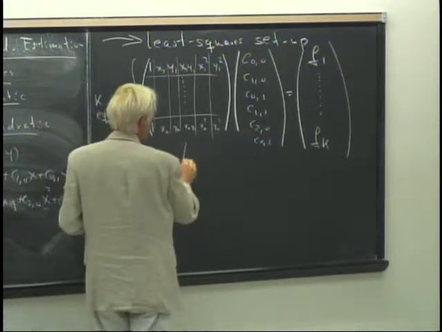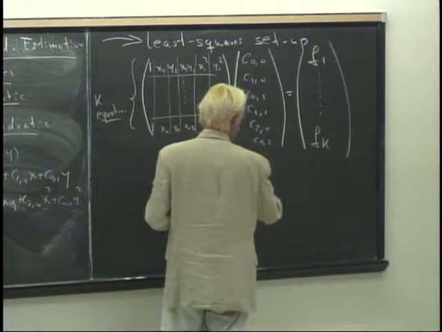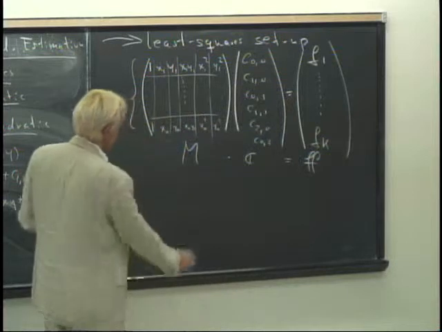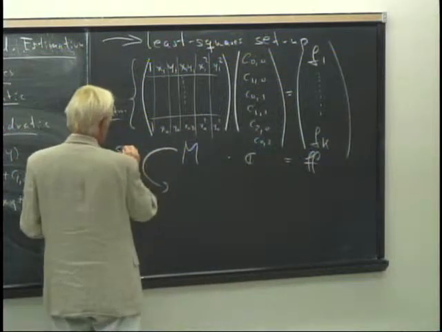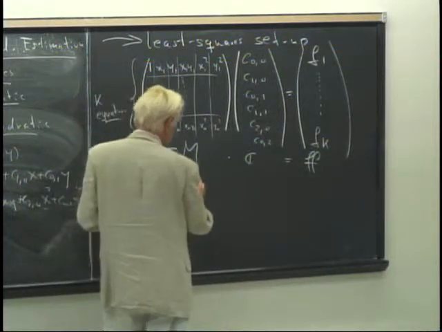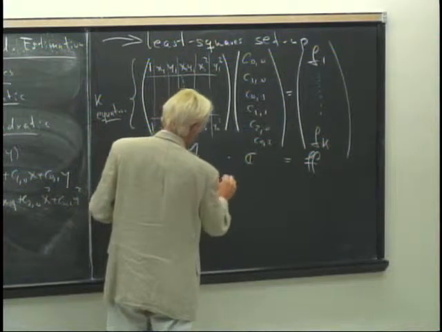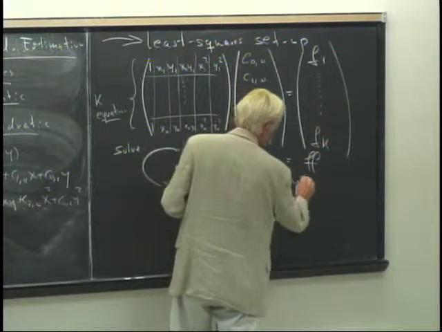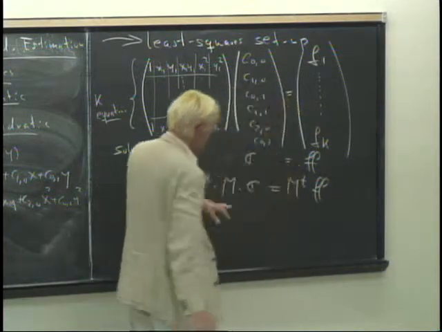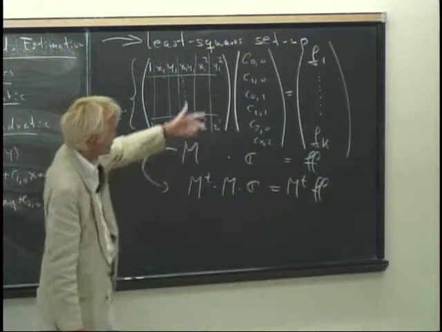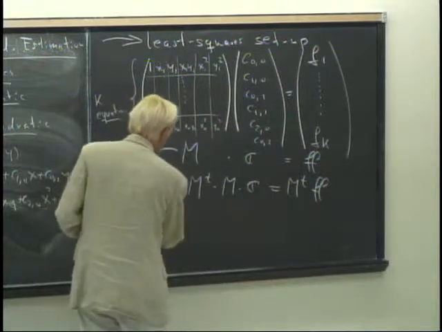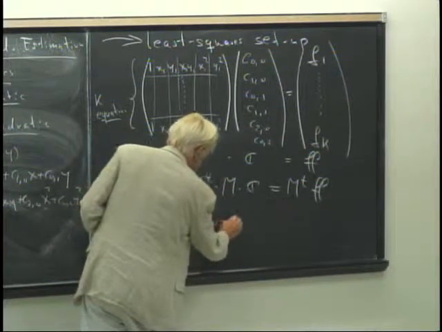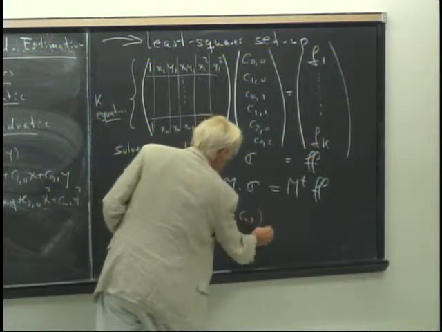Again, this is some kind of matrix times some kind of coefficient vector equals some kind of function values, and you use the same trick. You solve the normal equations by using M transpose times M times c equals M transpose times f. Then you have a 6 by 6 problem to solve for the 6 coefficients, and you get your coefficient vector, from c0,0 up to the last coefficient c0,2.